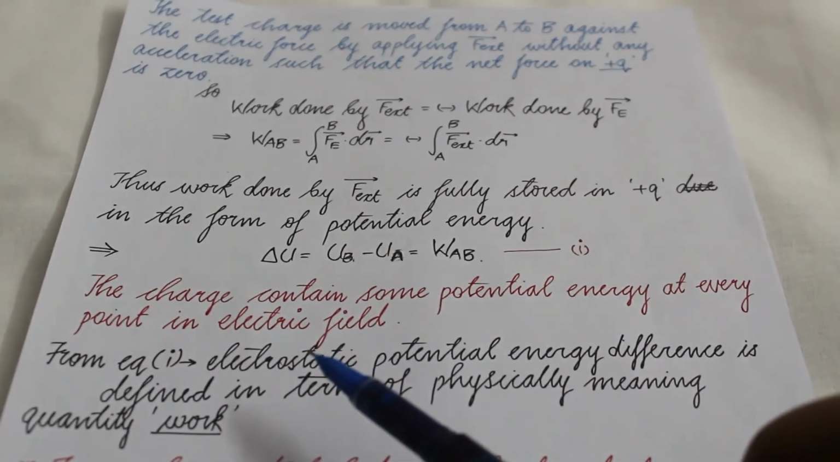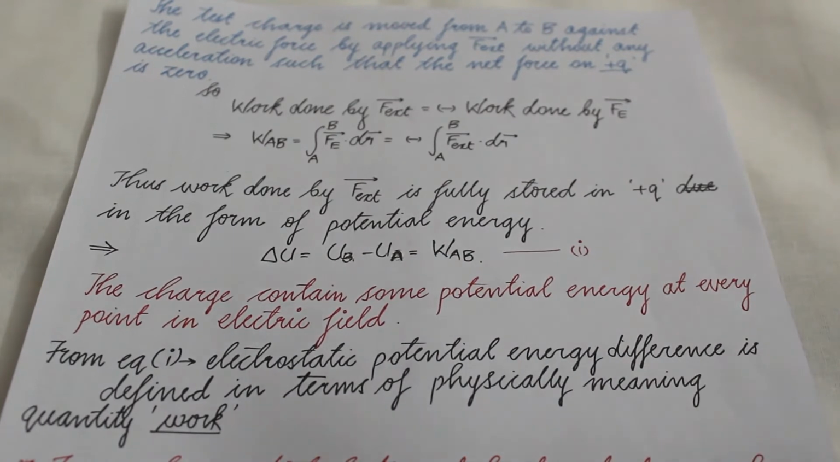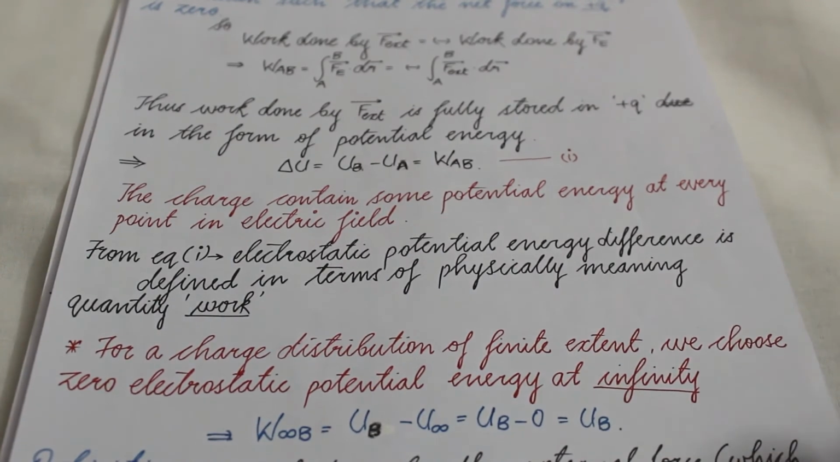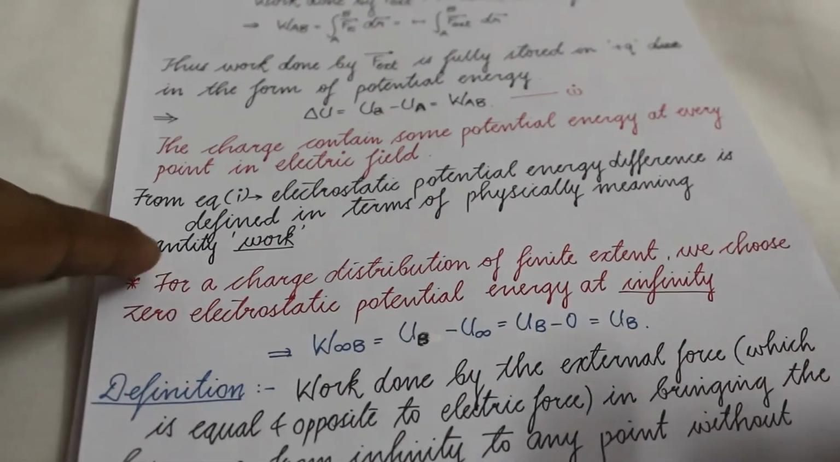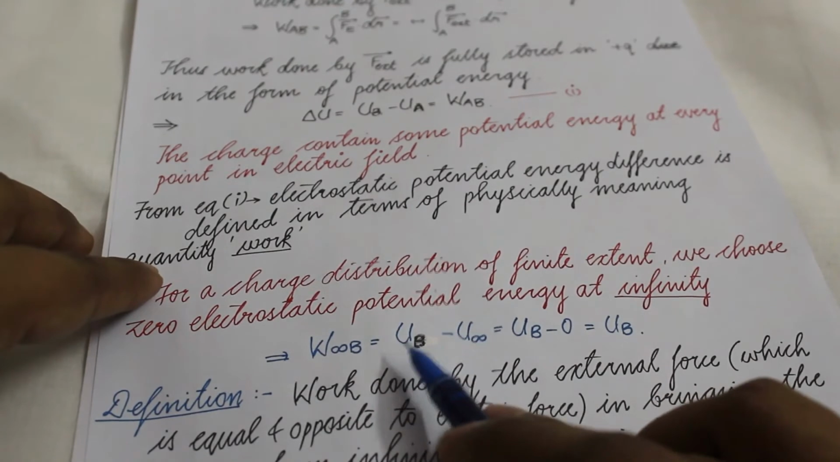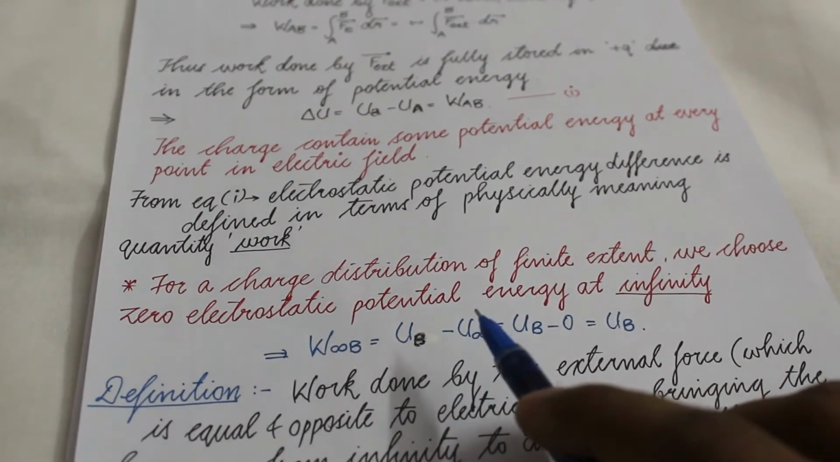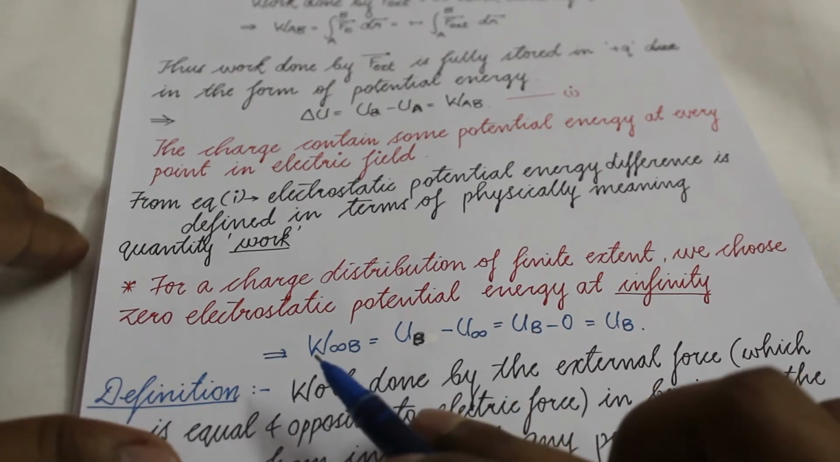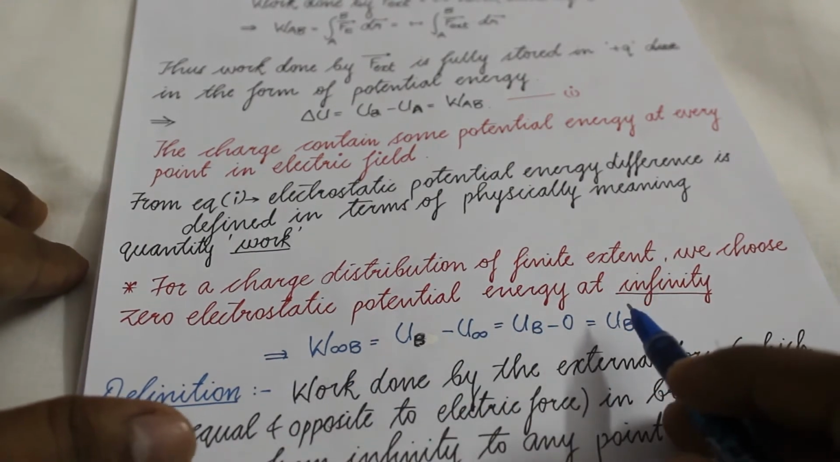As we know, the electric force is a conservative force, so the work done doesn't depend upon the path followed. In any path, if we bring the charge from A to B, the work done will be the same. For simplification, let us assume that point A is at infinity. So the work done will become UB minus U infinity, and at infinity the potential energy is assumed to be 0. So work done will be equal to UB.